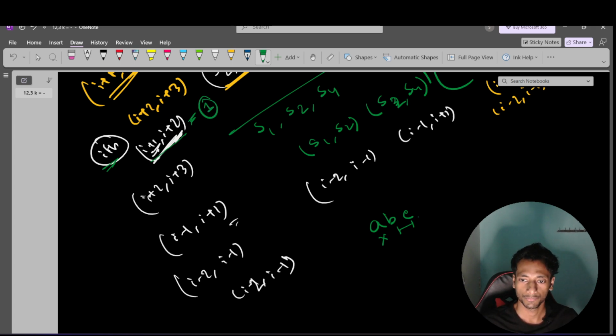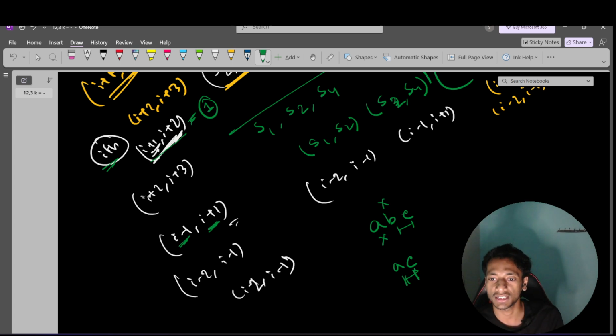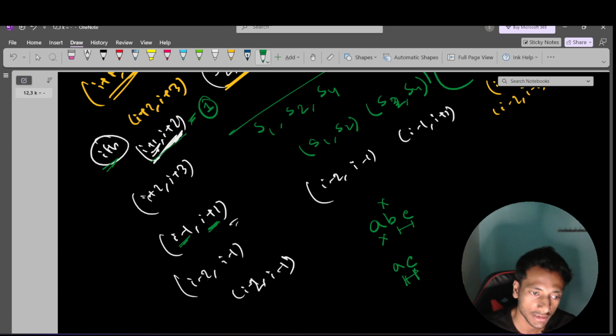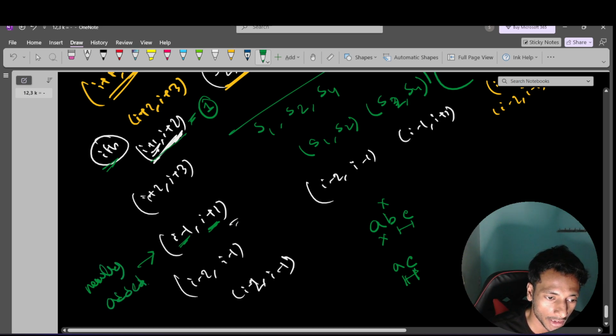This is one case. Suppose I have removed B. So our modified array will contain AC ultimately. So this will be a new pair. An adjacent pair AC will be created. That's why it will be created with I minus 1 and I plus 1. If there is some element on the left side and some element on the right side of the removed string, then we can actually generate a new pair. So this is newly added. This is clear.